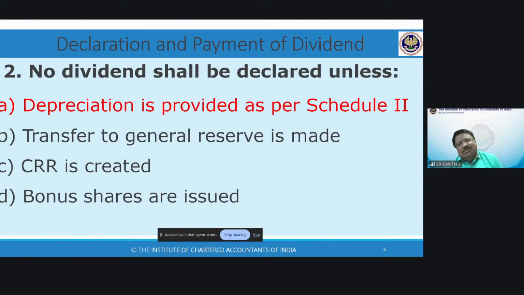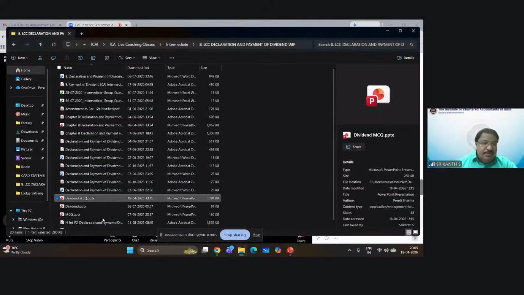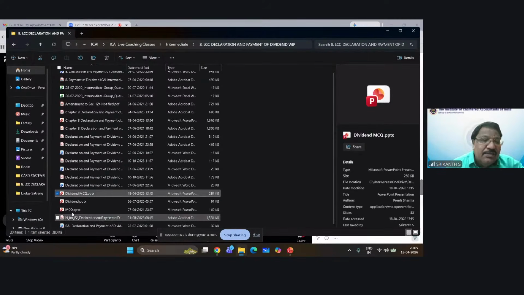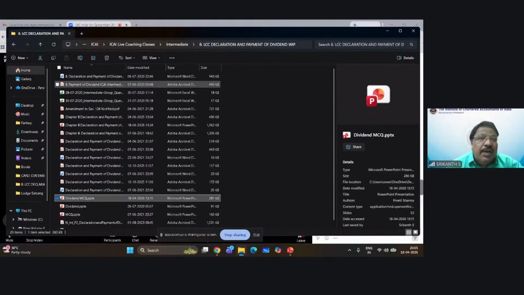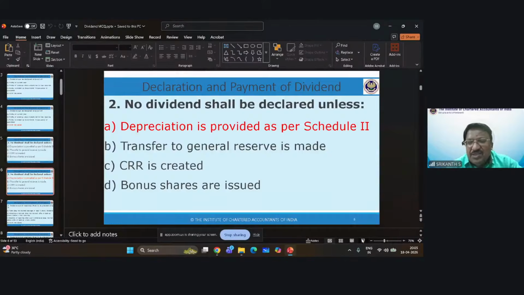In fact, I would love to explain to you what that is. See, why are they saying that if you want to declare a dividend, depreciation should be provided? Why are they saying that? Any idea? Why do you think they are saying that? Could there be any reason? Actually, there's a very esoteric reason, sir.